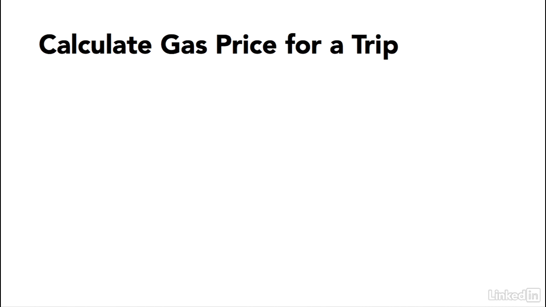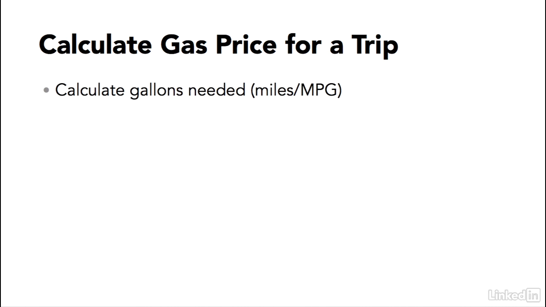Now that we have described our problem, let's figure out our algorithm for the solution. First, we'll ask the user for the miles to be traveled, in our case, how many miles from Philadelphia to Boston. Now that we have the information we need, we can calculate the amount of gas needed for the trip using the formula total miles to be driven divided by miles per gallon.